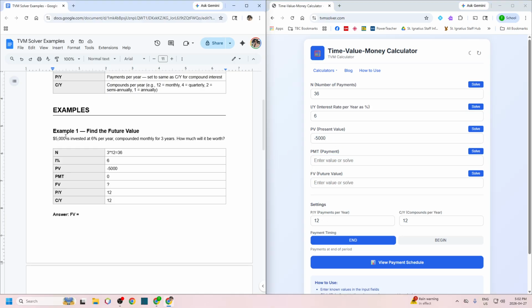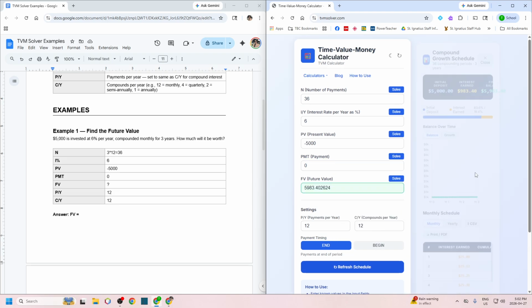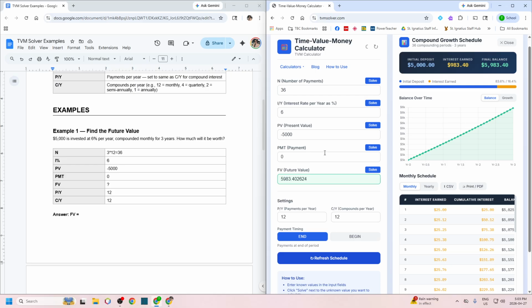Now payment, if we read the question here, it doesn't say anything about making payments. If it said something like, I'm depositing $100 a week, then I would put something here. But there are no payments, so we're going to leave it like that. The last thing we have to do is, since it's compounded monthly, we need to make sure these are both set to 12, so 12 compounds per year. These should match most of the time. To solve this, we hit this button right here, and that is the answer right there.